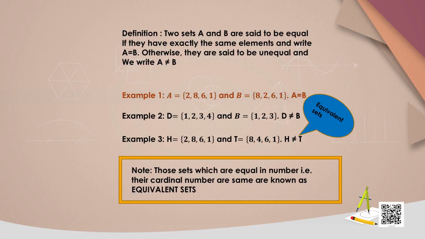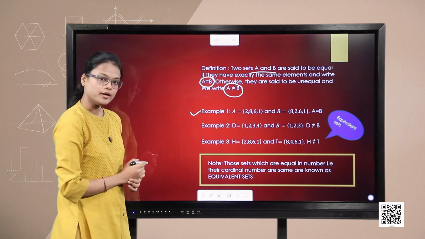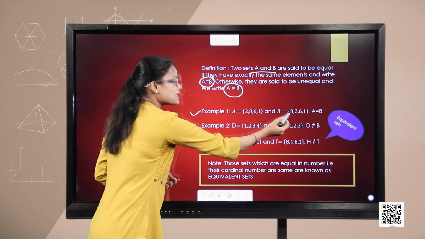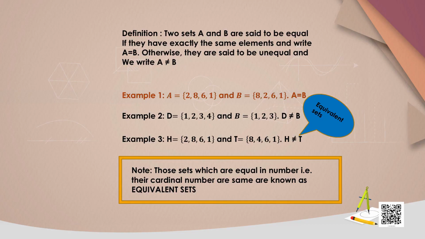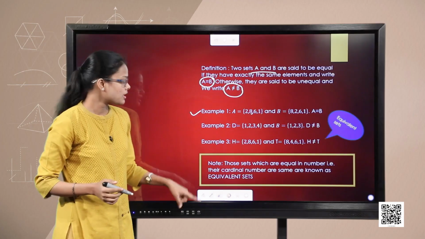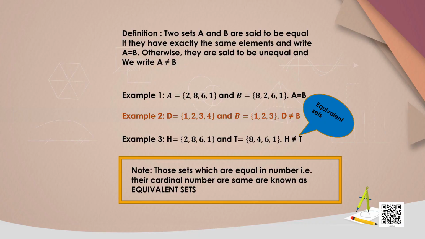In this example number 1, you may see that A is consisting of 4 elements, 2, 8, 6 and 1. B is also consisting of 4 elements, 8, 2, 6 and 1. Both sets are equal. Why? Because they have the same elements. You may notice the order is different, but in a set order does not matter, that is why A is equal to B.